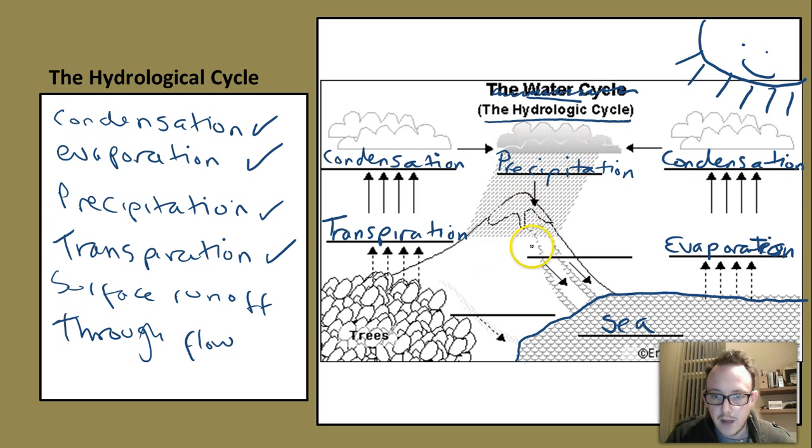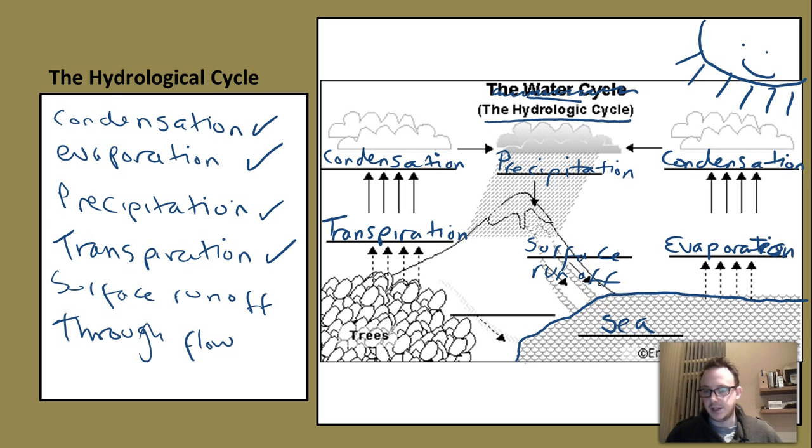A river, a stream, or whatever. So that is depicted here. So water flowing over the ground, over the surface, running off over the surface.